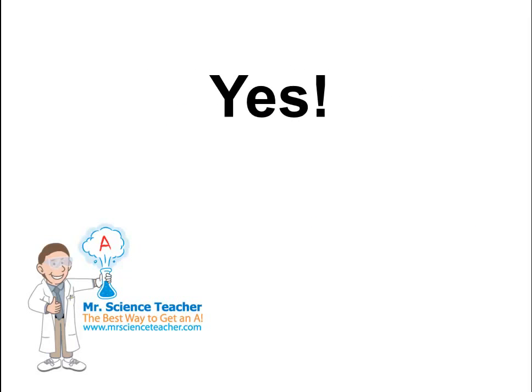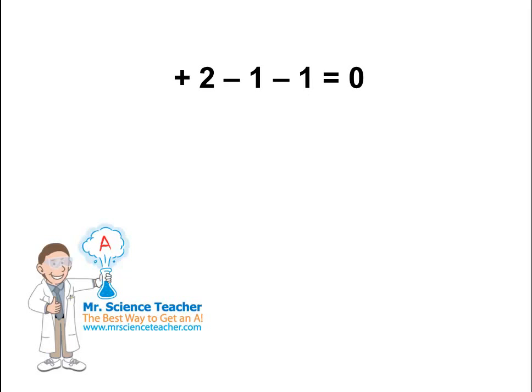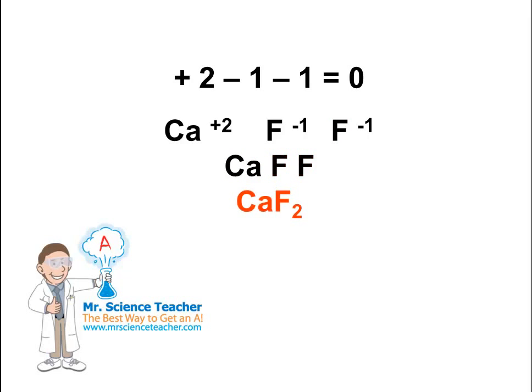Yes. +2 minus 1 equals 0. Instead of me writing +2, I'm going to pick an element such as calcium. I'm going to write Ca. Instead of me writing -1, I'm going to pick a random element like fluoride, which is an F. And I'm going to do it again. Now, Ca is calcium, and I have 2 of the fluorides. So what we do is we write CaF2. This is calcium fluoride.